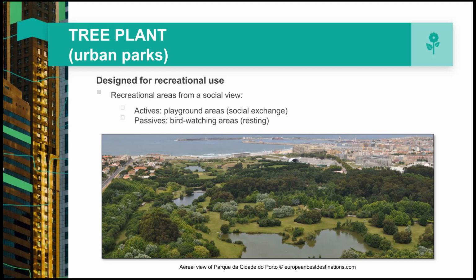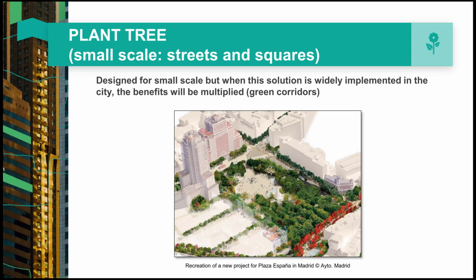Planting trees on streets achieves the same benefits seen in urban forests and parks, but on a much smaller scale. However, when this solution is widely implemented in the different streets and squares of the city, these benefits are multiplied, with the biological corridor effect being of particular importance.